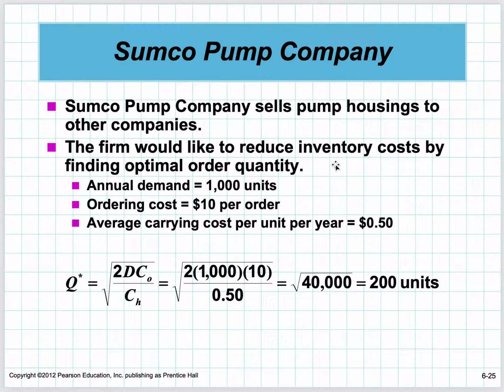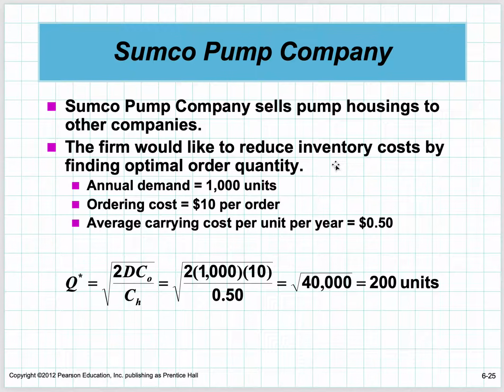So here's Sumco Pump Company. They sell pump housings to other companies. The firm would like to reduce their inventory costs by finding an optimal order quantity. Their annual demand is 1,000, and believe me, textbook problems are so nice, everything works out well. In reality, nothing comes out this nice.